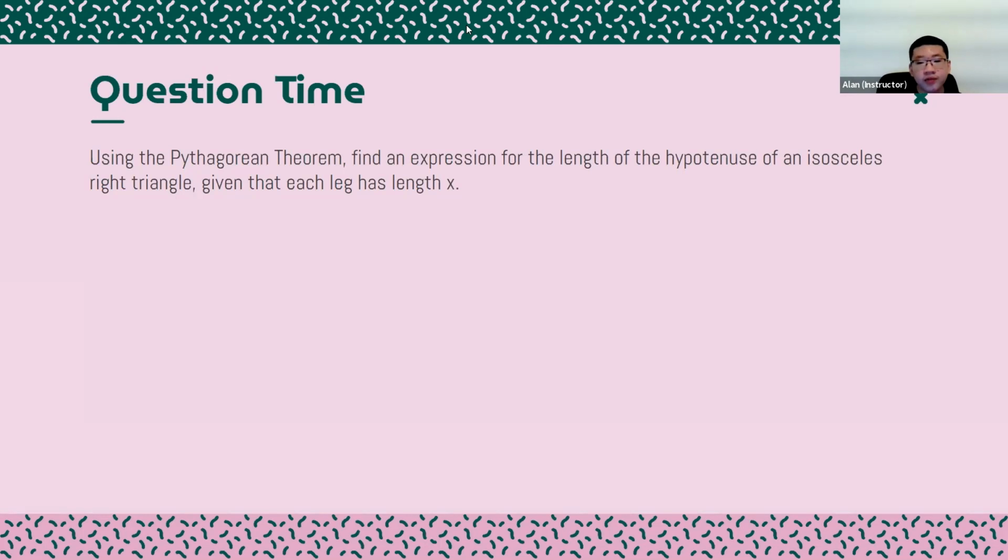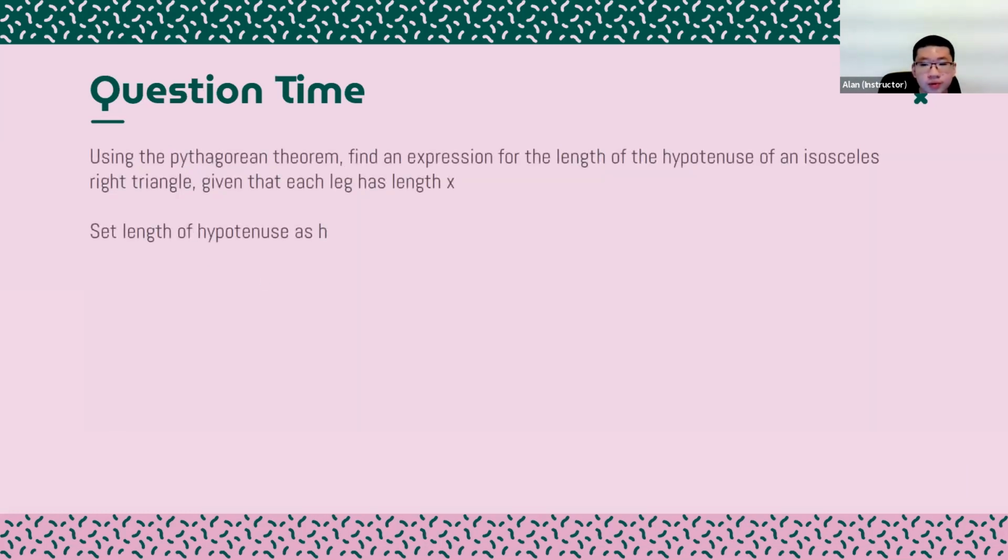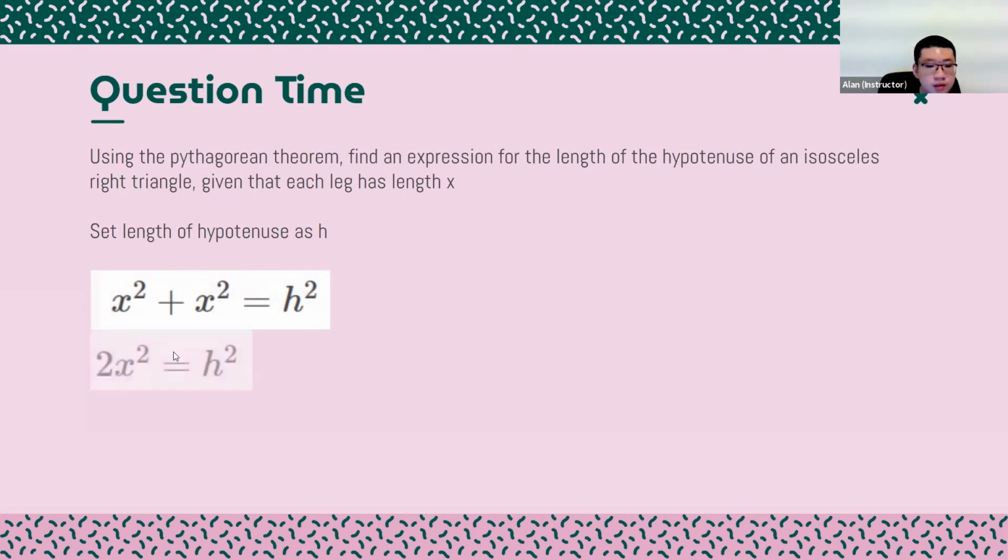Alright, so a lot of people have already gotten the answer, so I'm gonna go over it, and it's also been 2 minutes, I think. So what you do is you use the Pythagorean theorem. You set the hypotenuse as h, and you know that x squared plus x squared is gonna equal h squared. So 2x squared is equal to h squared. And then we can just take the square root of both sides to find that h is equal to square root 2x.